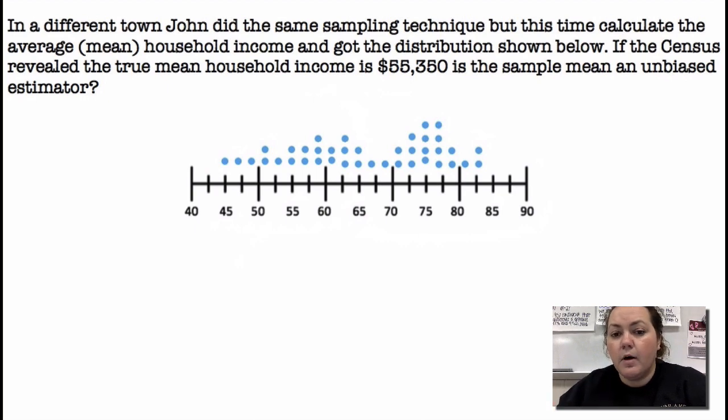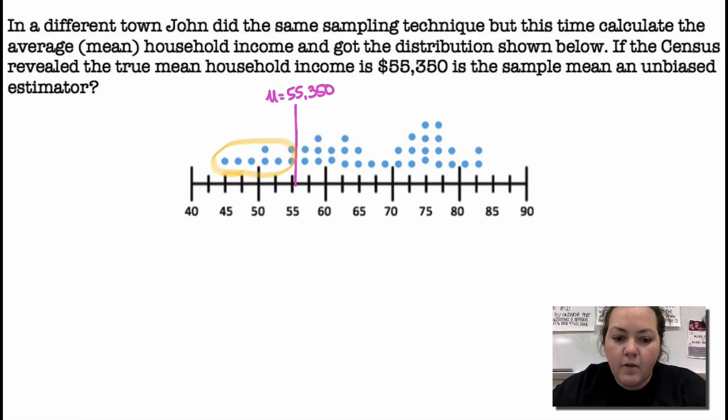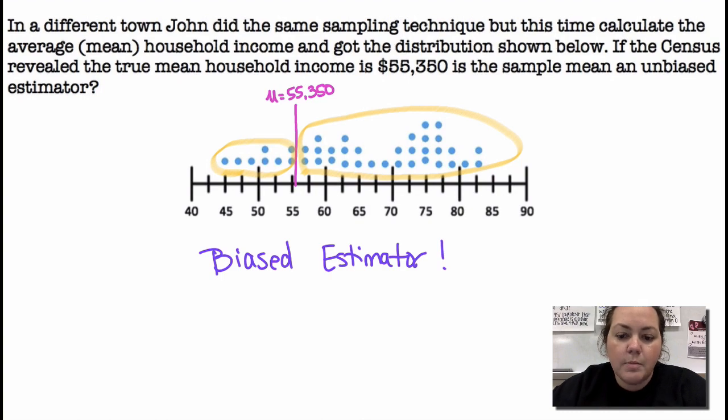Then he went to another sample of 5 households, calculated their average household income, and put that as a dot on the number line. The true value from a census was $55,350 as the mean. Is this unbiased? Well, it looks pretty biased since I have a lot more values on the right side of my line than I do on the left side. So this is a biased estimator.